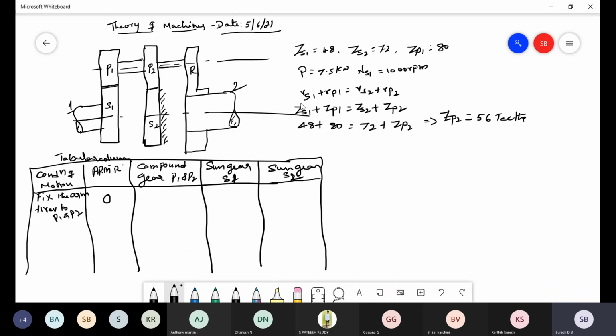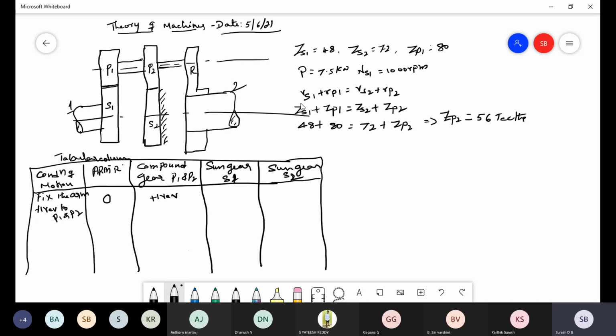Then for the compound gear, once you give plus one revolution to compound gear P1 and P2, both P1 and P2 gears rotate plus one revolution, in the clockwise direction. Here plus means P1 and P2 rotate in the clockwise direction.